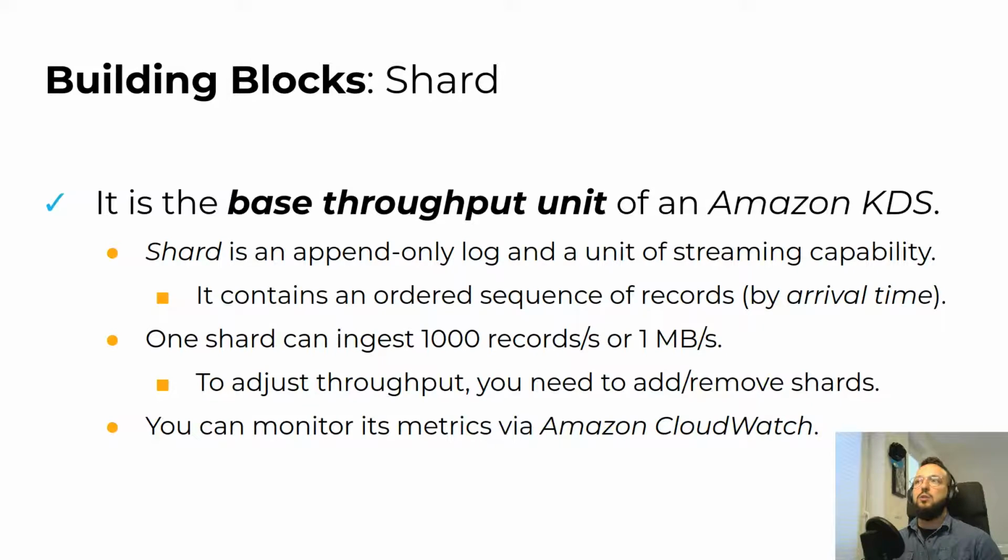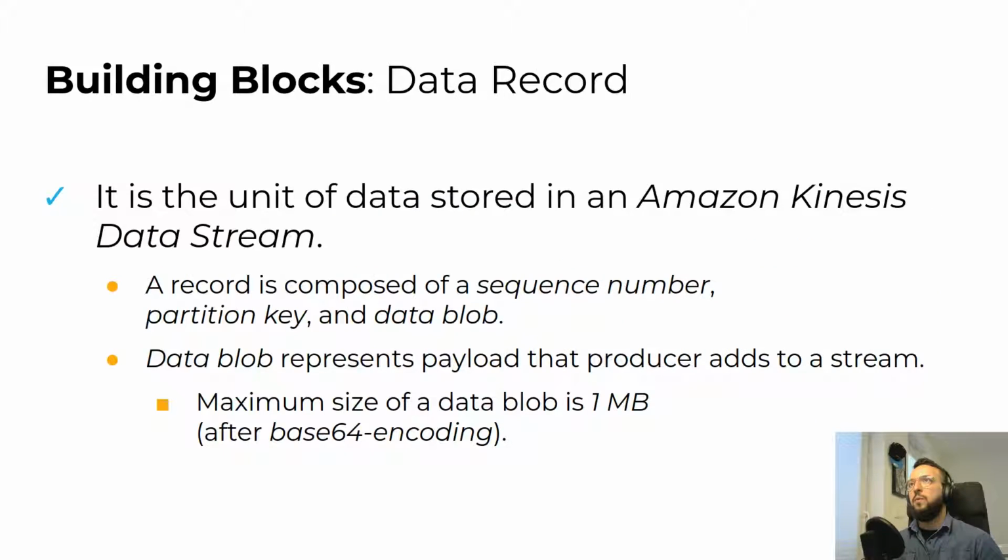And last but not least, you are monitoring the metrics inside Amazon CloudWatch. So you have metrics per stream, but you can also have metrics per shard. And that reminds you that shards are throughput units for Kinesis data streams. So we have streams that consist of multiple shards, and each shard is an append-only log ordered by arrival time. So far so good. Let's talk about other building blocks.